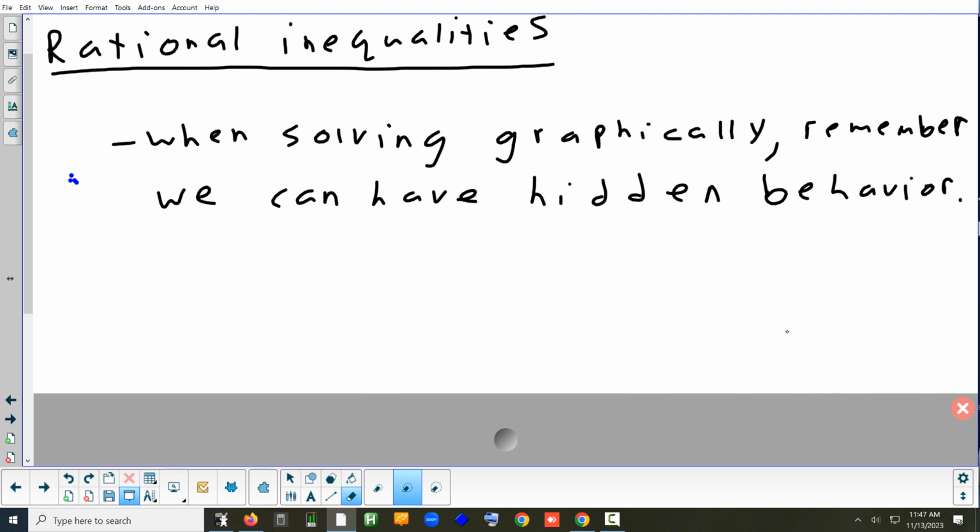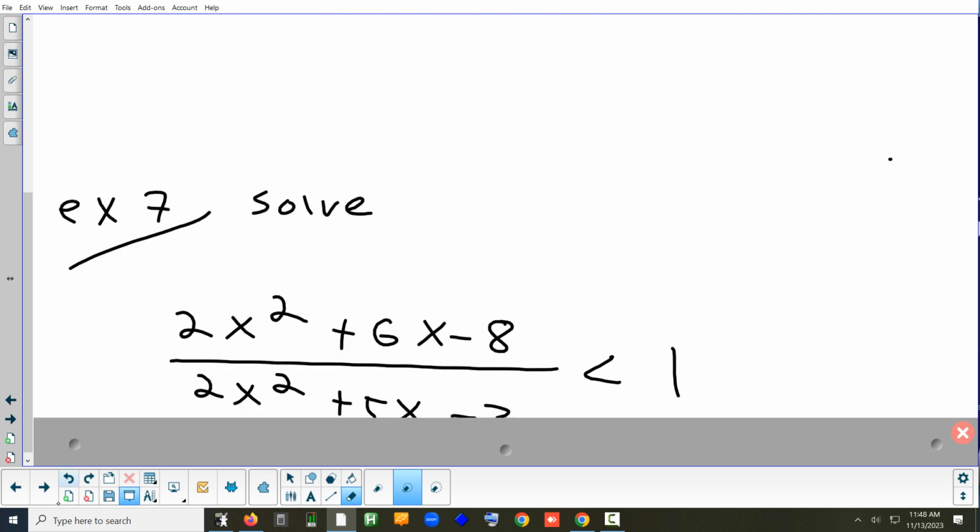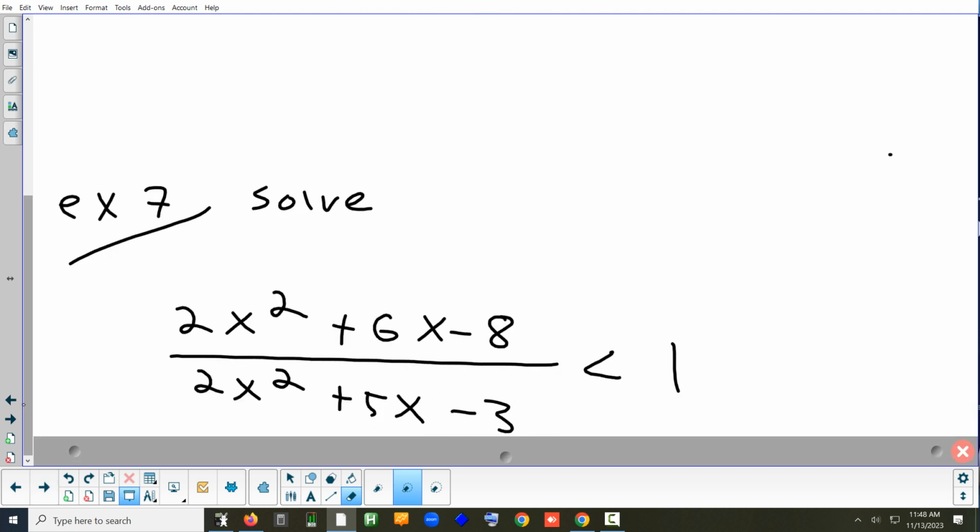There is a way to solve rational inequalities algebraically. I'm not going through how to do that with you. Okay, we're gonna stick to the calculator. Okay, so let's try this one.